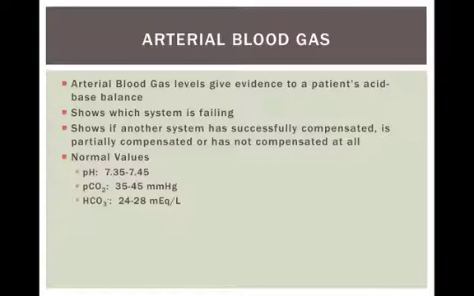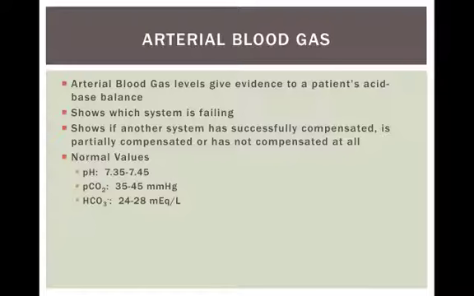So ABGs are a common lab that you might order to check your patient's acid-base balance. It can show you which system is failing, which might clue you in to what is actually going on in their body, and it can show you if the other system has compensated or not, which might tell you if this problem has been going on long term, it's more likely to be compensated than if it's just short term.